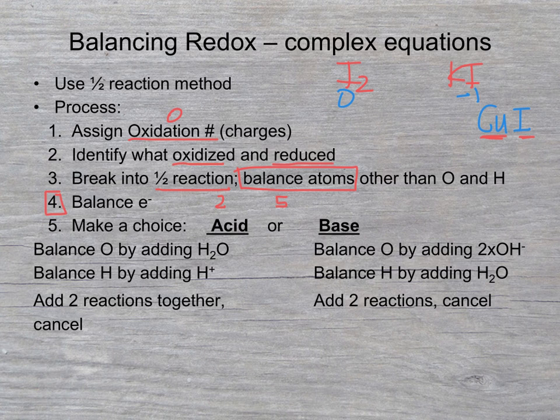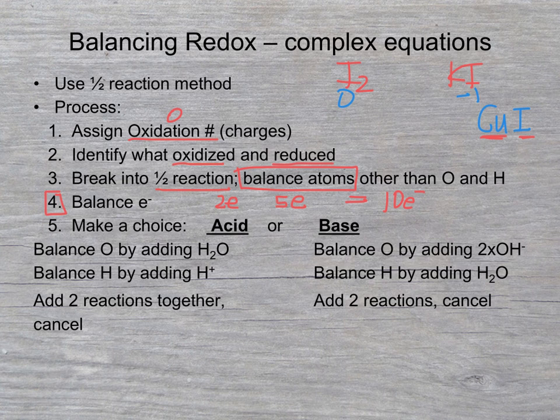Well, you have to balance those electrons by coming up with a common multiple. And so the common multiple in this case would be 10. So that means that one half of our reaction we'd multiply by 5, and the other half we'd multiply by 2. Make sure that you balance your electrons at this point.